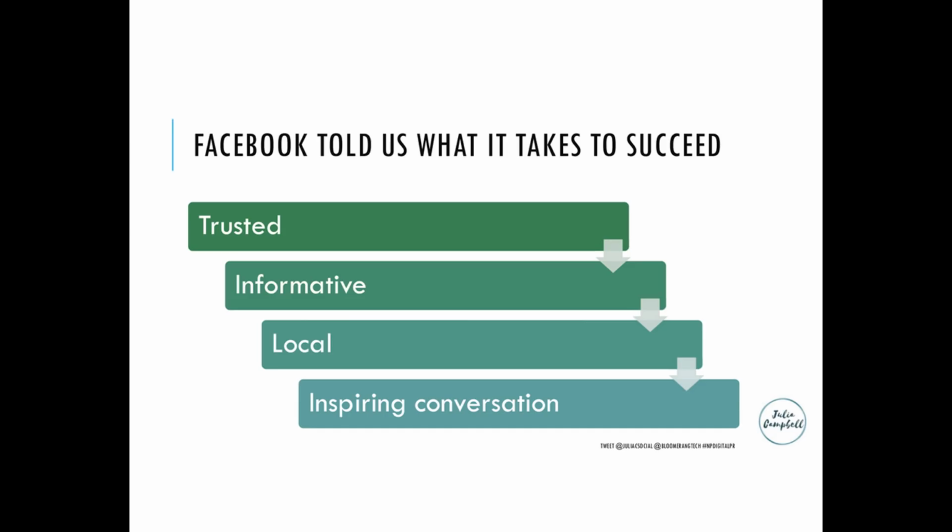The head of Newsfeed said, this is what it takes to succeed. The information, the posts have to be trusted, informative, local, and they have to inspire conversation. So I think those could actually be translated across all digital PR channels because that's what people want to see. But that's what Facebook told us. So people always ask me, what does it take to succeed on Facebook? And I say, well, they told us.